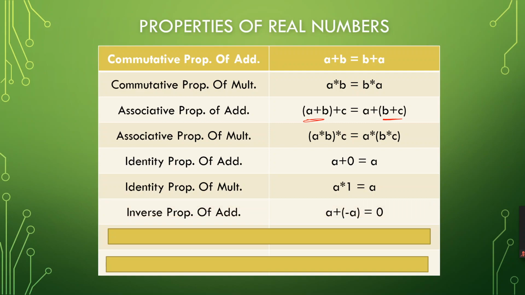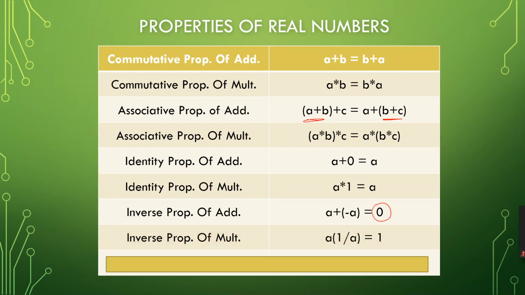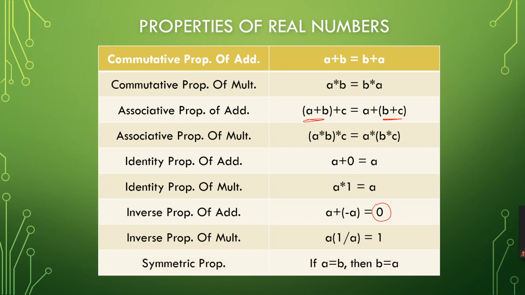Inverse property of addition says if you add a number and its opposite together, you're going to end up with 0. So it'll be like 4 and -4 is going to give you 0. Inverse property of multiplication, if you multiply something by its reciprocal, you're going to get 1. And lastly, symmetric property says if two things are equal, it doesn't matter which one you write first. So if I say x equals 2, then 2 equals x.